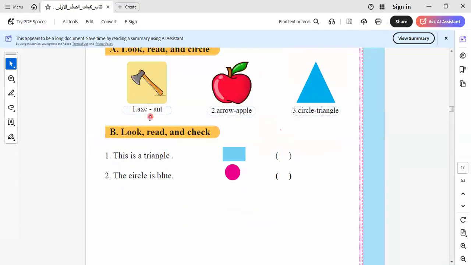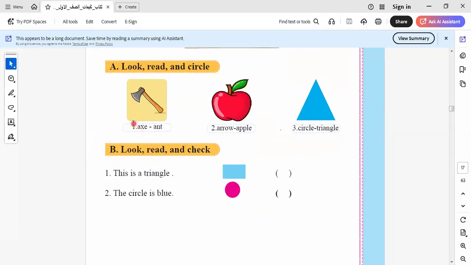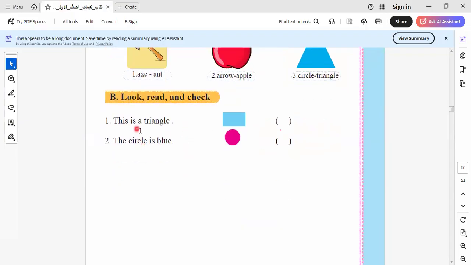Here we have, if it is axe or ant, it will be here axe, not ant. Arrow or apple? No, it's apple. It's what? It's triangle. Let's go to another one. This is a triangle. No, it's not a triangle. It will be here rectangle. The circle is blue. No, it's a circle, not blue. It's what? It's purple. Okay. Let's continue the rest of the exercise.